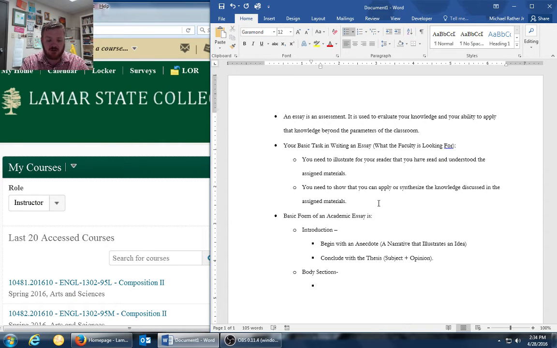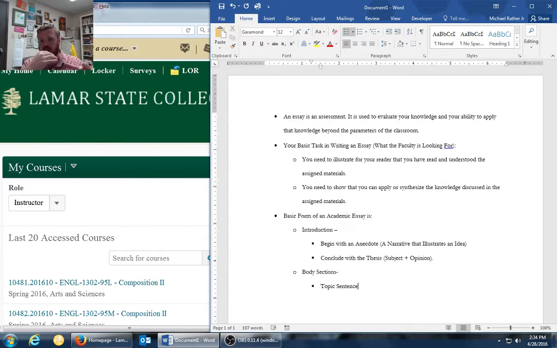Body sections are structured as follows. You have a topic sentence. The topic sentence is usually the subtopic that helps you illustrate your thesis. If you think about middle school and early high school, you would write something like a three-part thesis where you would make an argument that something had three qualities. And those three qualities then became the topic sentences of each of your body paragraphs. Well, in reality, at this level you're not supposed to write a three-part thesis statement. You're supposed to make a claim, an argument, an opinion on your reading, and then your topic sentences still have three ways of supporting that.